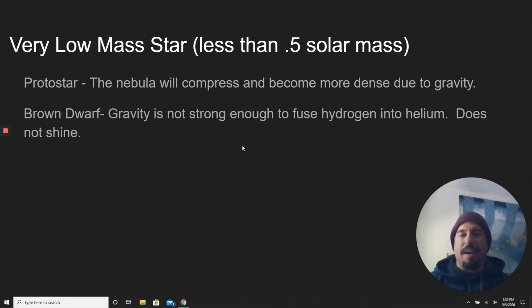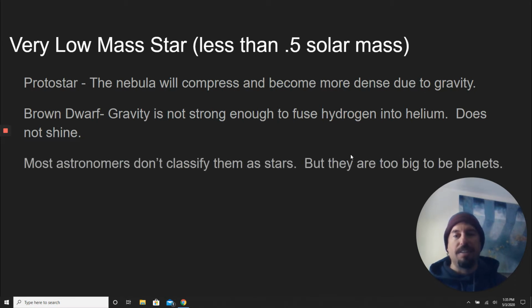And then it goes into what's called a brown dwarf. A brown dwarf is now a solid object, but the gravity is not strong enough to fuse hydrogen into helium. Because there's no fusion, the star is not shining. The gravity causes pressure inside, and if the gravity is not high enough and the pressure is not big enough, we're not going to start fusion. This is just because the star is not massive enough. It doesn't have enough gravity to fuse hydrogen into helium.